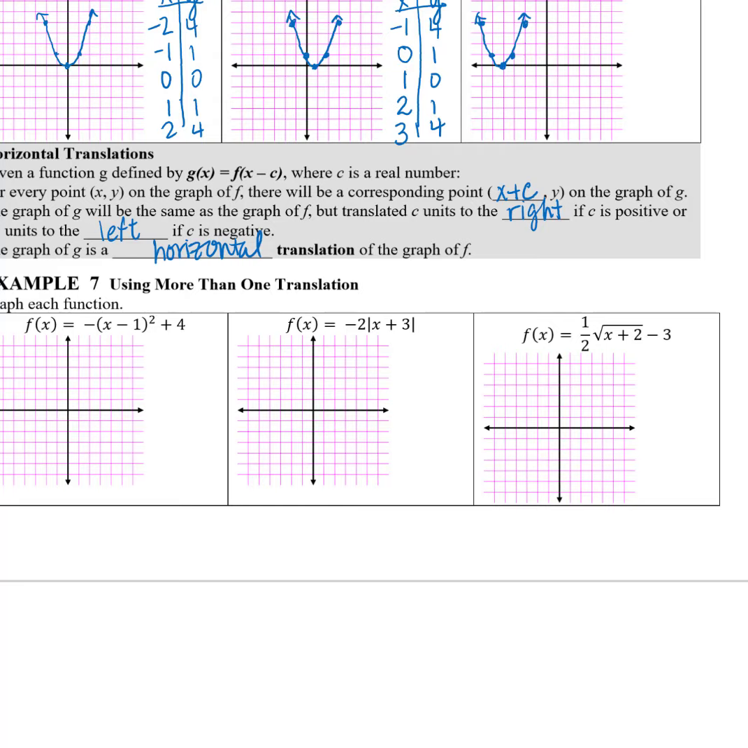So let's write that here. So this negative reflects across the x-axis. And then the minus 1 will shift it to the right by 1. So shift right 1 unit. And then the plus 4, it's a positive 4, so that means that it shifts up by 4 units.